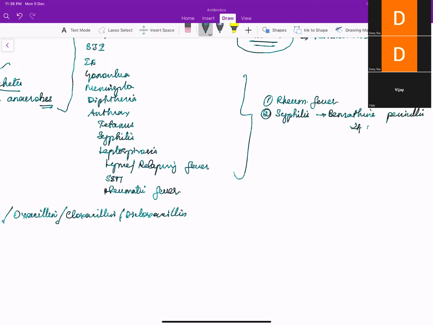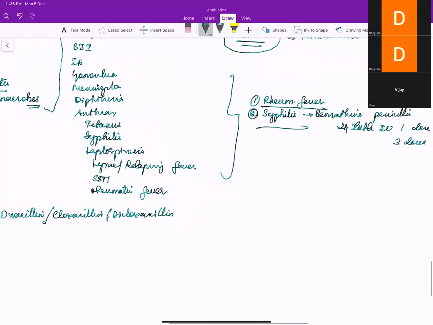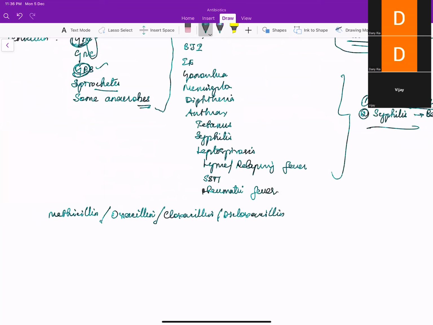This is a question for you. 24 lakh international units, one dose in primary syphilis. In tertiary syphilis, we give 3 doses. So syphilis and rheumatic fever are the two prime indications where we use plain penicillin, either penicillin V or injectable penicillin.